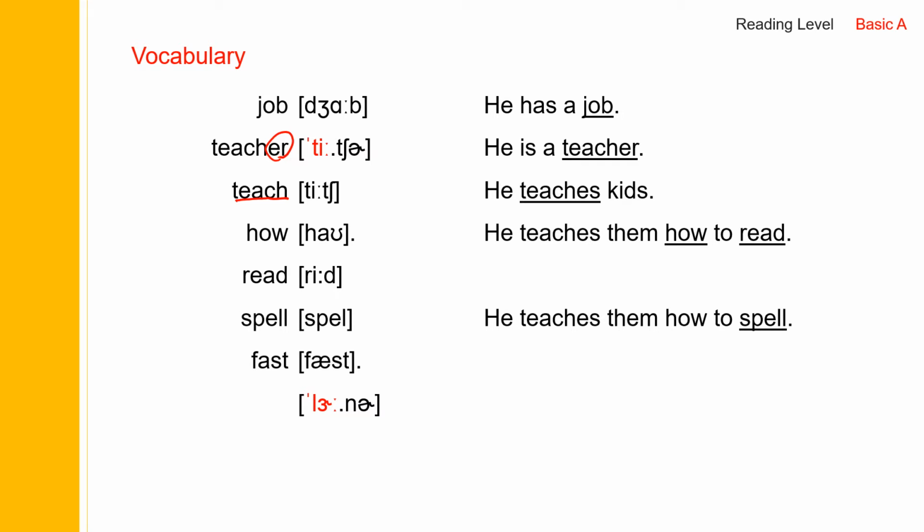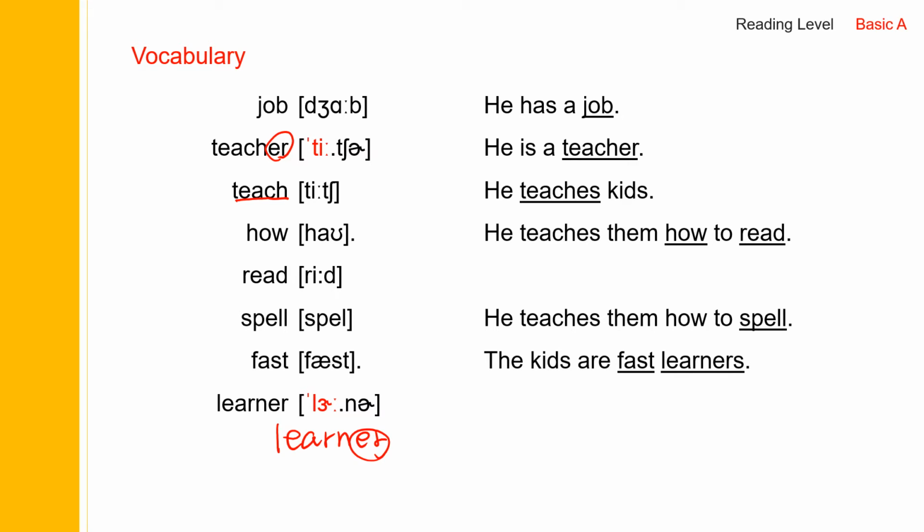And next one, learner. Learner spells L-E-A-R-N-E-R, learner. It comes from learn, and the person who learns is a learner. The kids are fast learners.